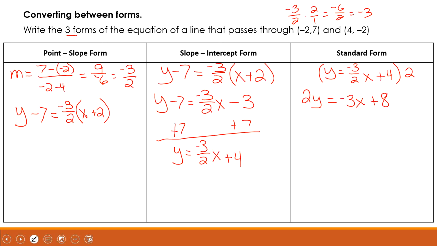If we think about where we are, we'd be trying to convert to y equals mx plus b form, slope-intercept form. To get y by itself, I need to divide by 2. It gets me back to the slope-intercept form that we had in the previous step.